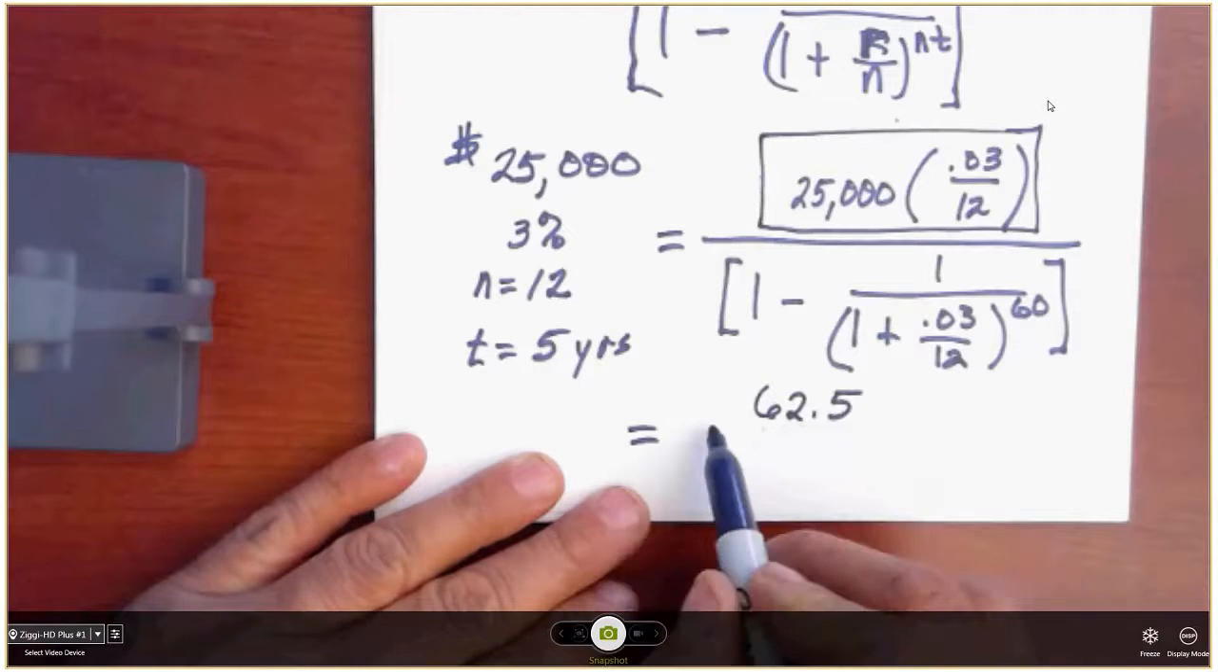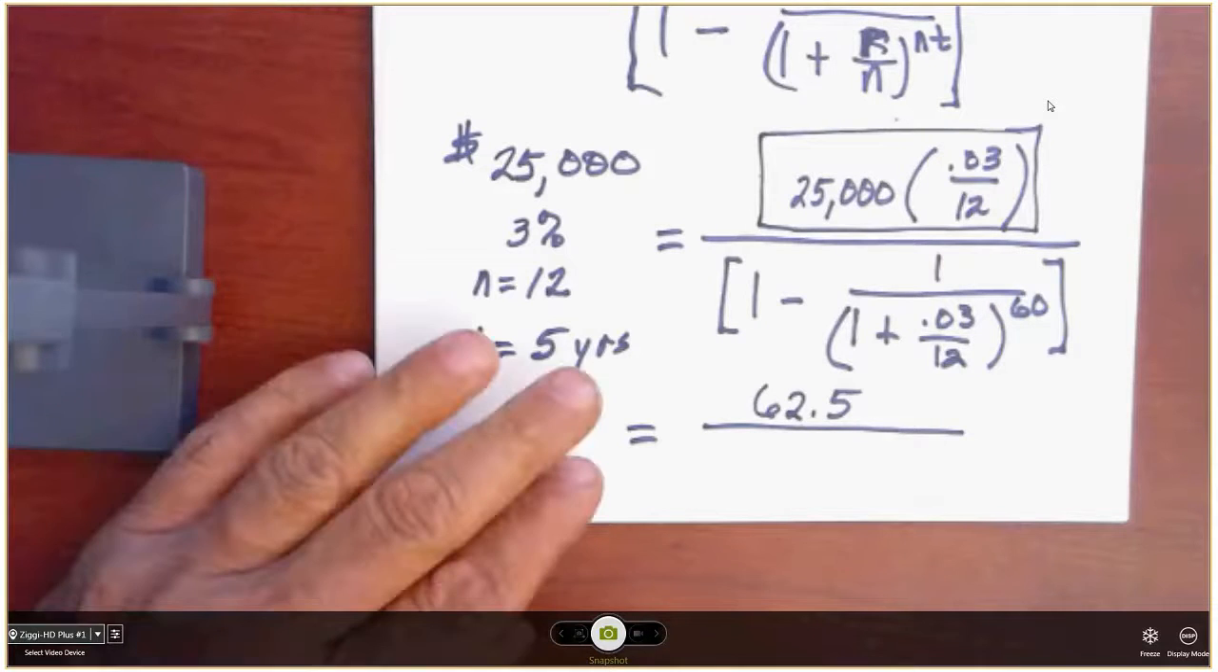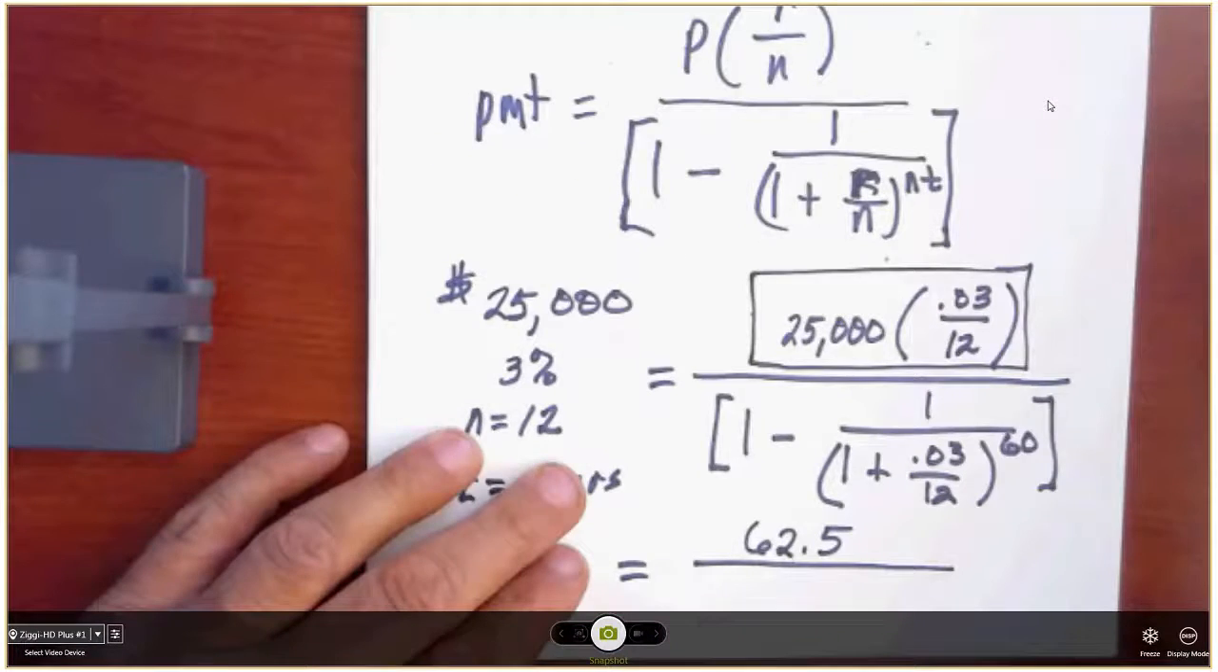Okay, now the bottom you're going to have to do in order. You're going to have to do 0.03 divided by 12 plus 1. Raise it to the 60th power. And then say 1 divided by second, enter. And that'll take the last answer. And then, let me just show you. I think I better show you. Can I borrow your calculator again? It's better if I show you.